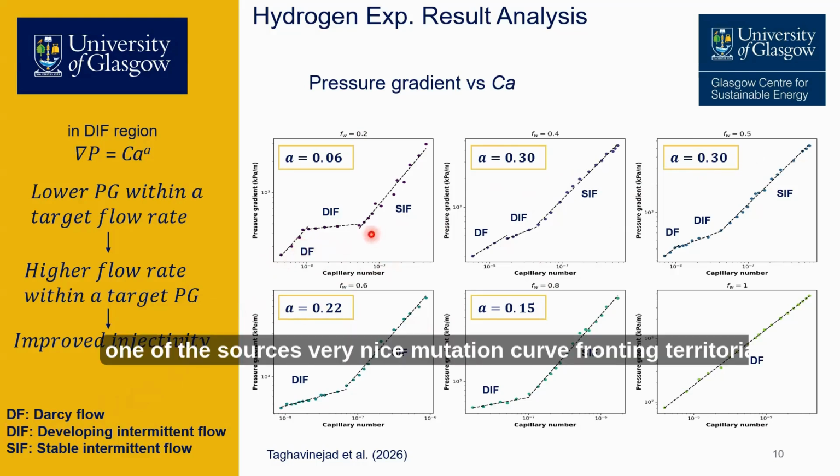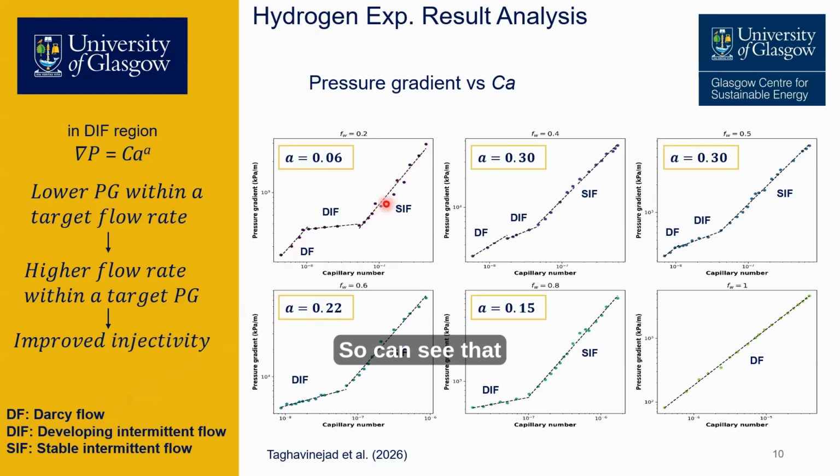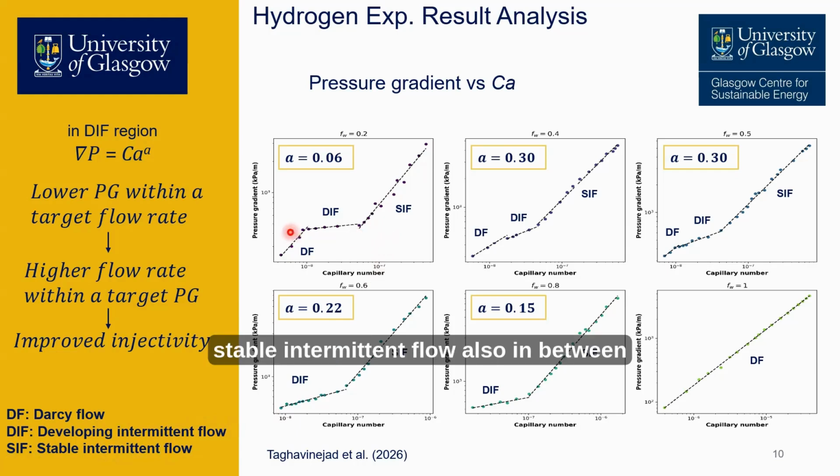At relatively very higher capillary numbers, we also could see a stable intermittent flow that we will talk about later as well. So why do we call it stable intermittent flow? Also in between, in intermediate capillary numbers, when the relationship between pressure gradient and capillary number is a bit different, the slope here is relatively lower, so we can call it a developing intermittent flow, which is a transitional region between Darcy flow and stable intermittent flow.